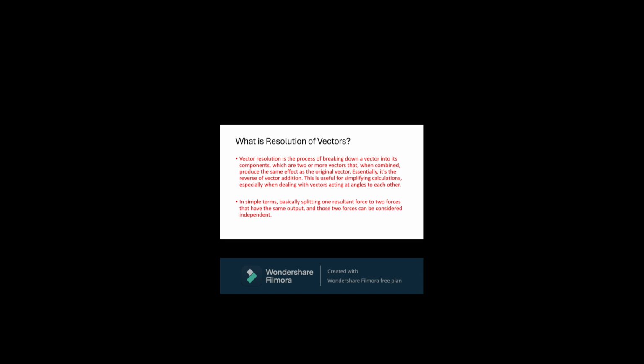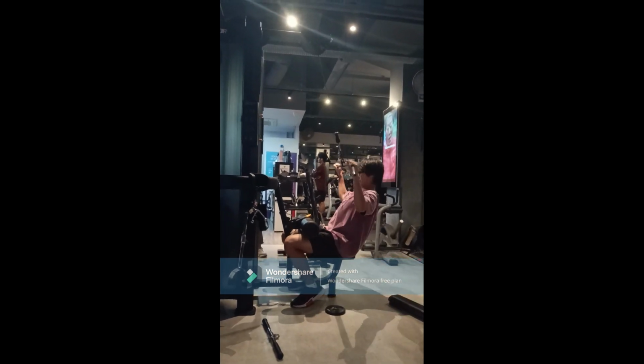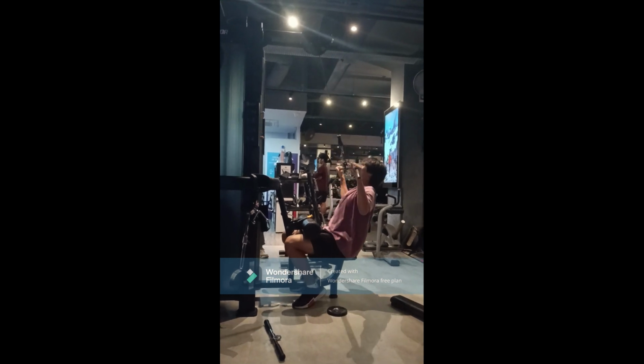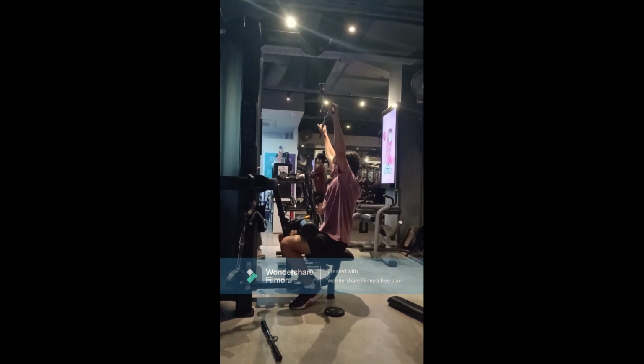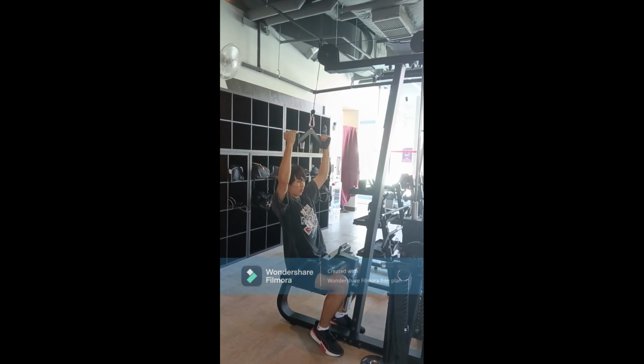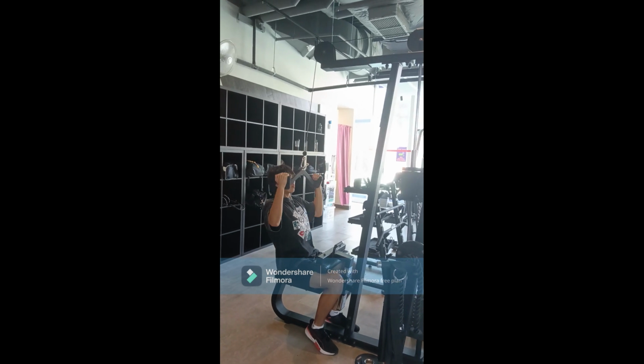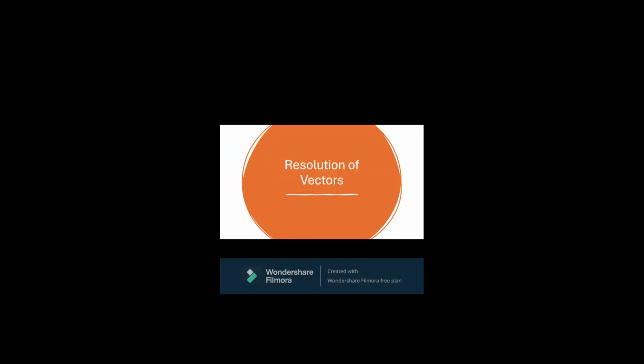So with all that done, I will show two clips of me performing a lat pull down with the same weight. One is done with a bend and one is done vertically straight. As you can see in this first clip, I am performing a lat pull down with a slight bend and pulling the bar down to my chest. In this second clip, I'm performing the exact same movement, except that I keep my body upright while pulling the bar down to my chest. At this point, you might ask, how does resolution of vectors exactly play a role in this? Well, I will show you.